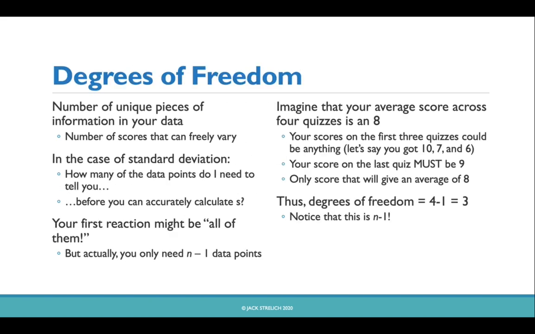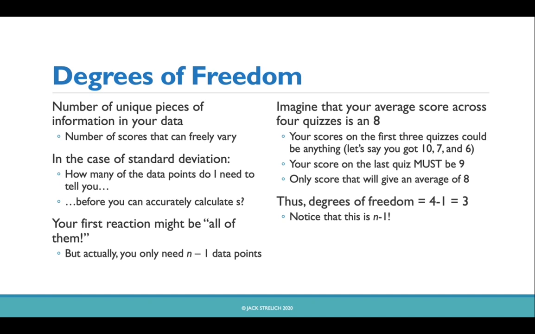Degrees of freedom refers to the number of unique pieces of information in your data. In other words, the number of scores that can freely vary. In the case of standard deviation, this means how many of the data points do I need to tell you before you can accurately calculate standard deviation? Your first reaction might be all of them, but actually you only need n-1 data points.